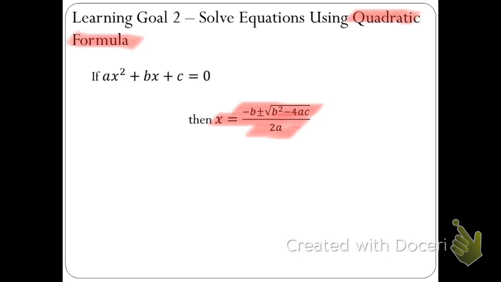x equals the opposite of b plus or minus the square root of b squared minus 4ac all over 2a.